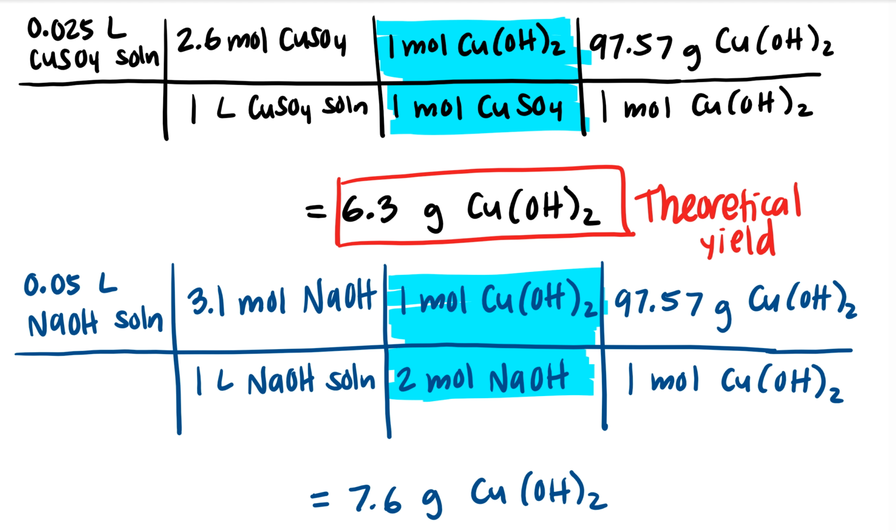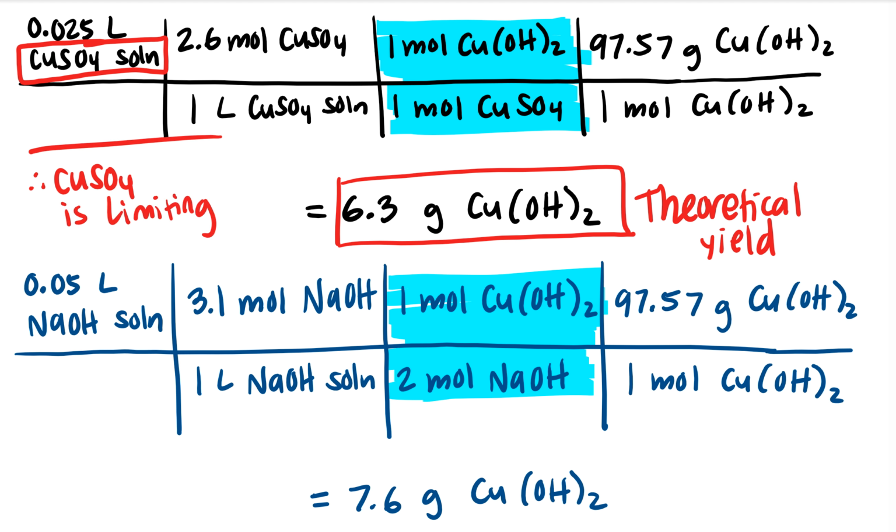So look back at this first dimensional analysis grid. Which reactant produced this theoretical yield? That is the copper 2 sulfate solution. So therefore, copper sulfate is the limiting reactant. So again, it doesn't matter which method you choose, as long as you show all of your work and I'm able to follow your thought process.